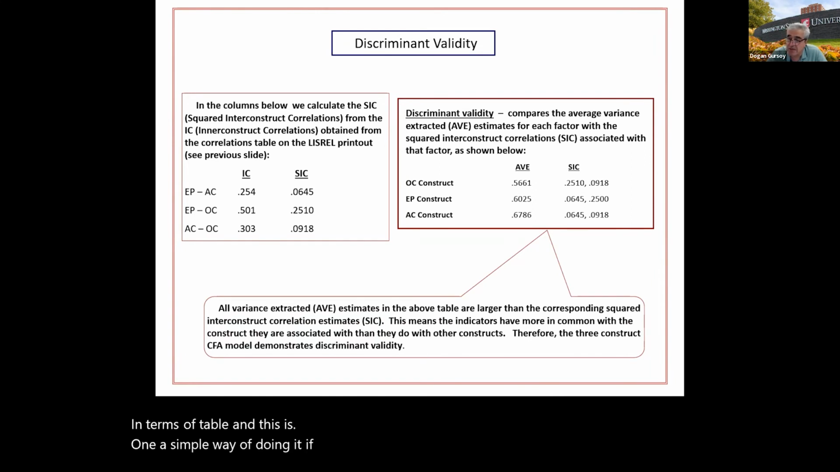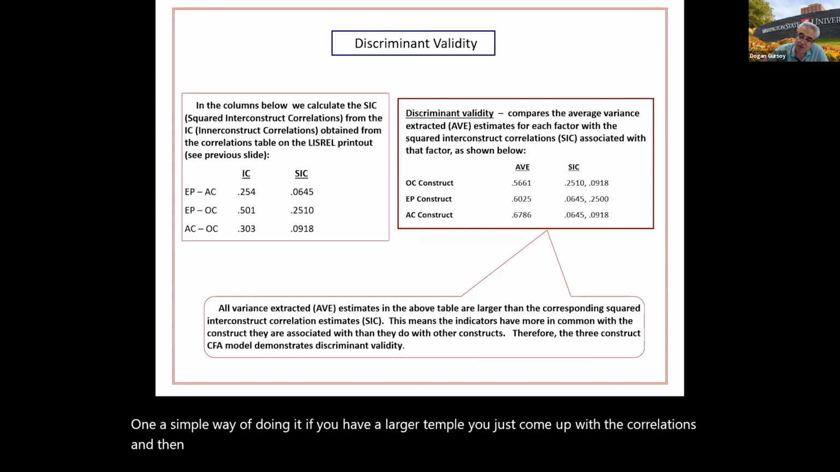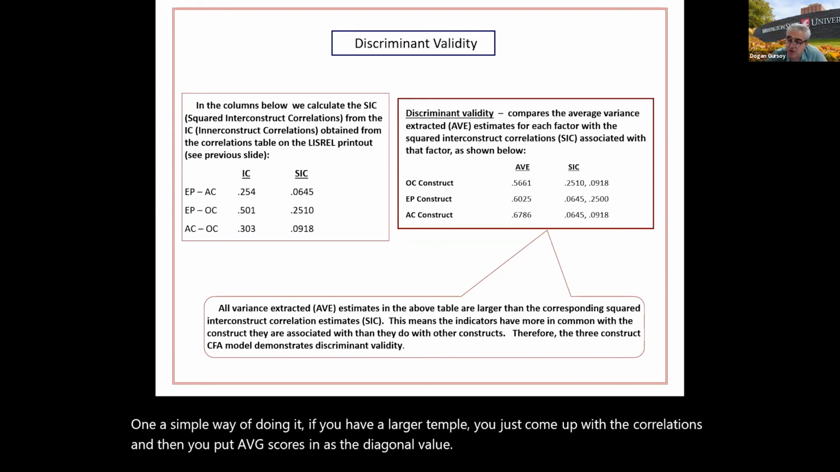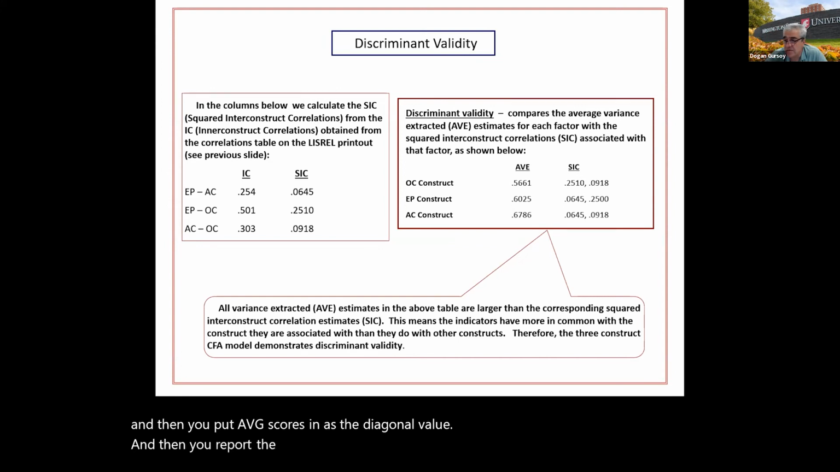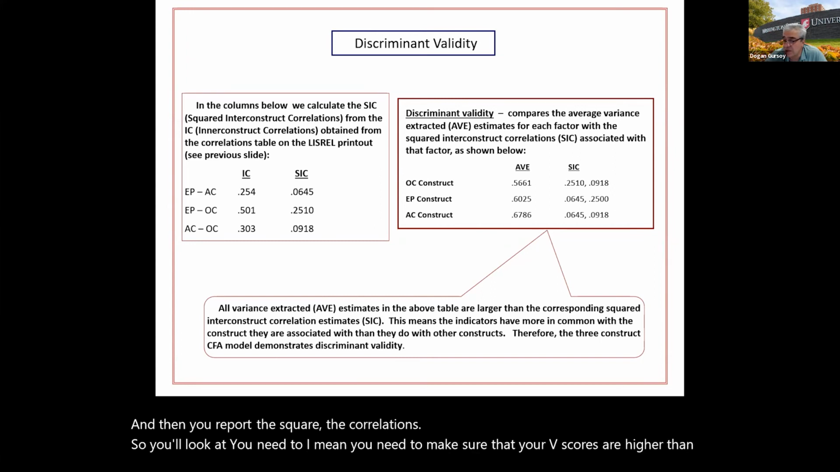If you have a larger sample, you just come up with the correlations, and then you put the AVE scores in as the diagonal values. And then you report the squared correlations. So you need to make sure your AVE scores are higher than the squared inter-construct correlations.